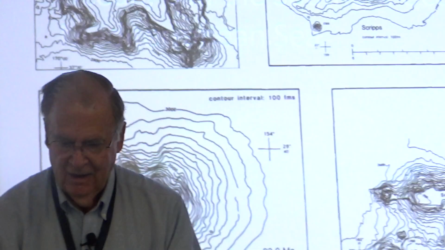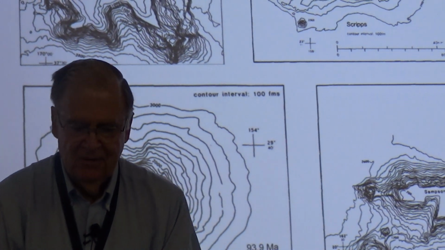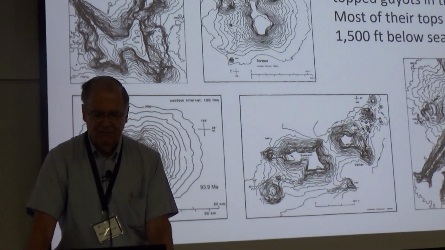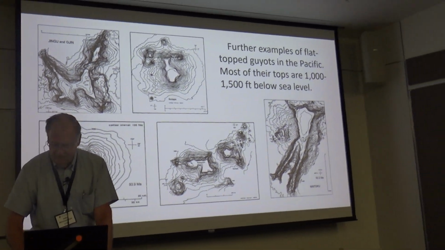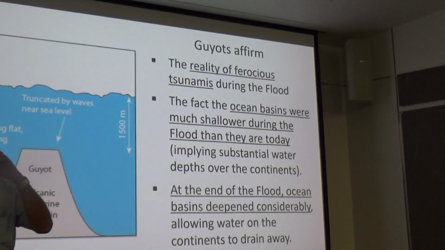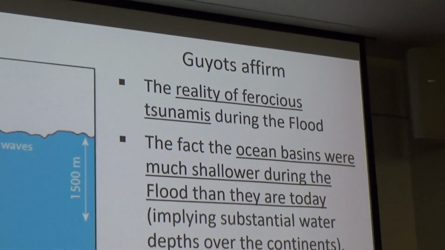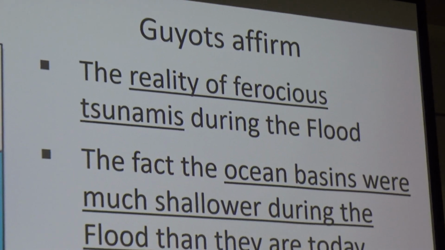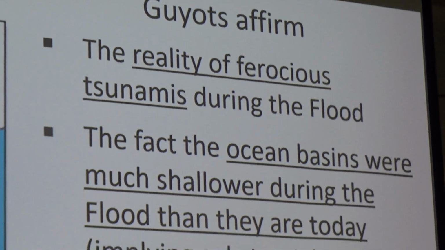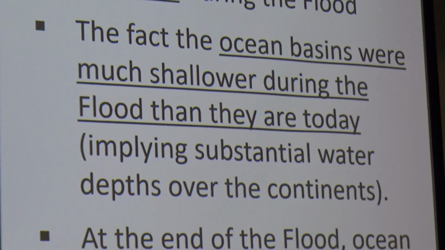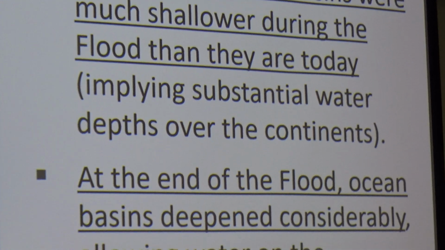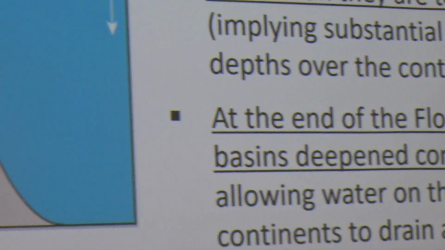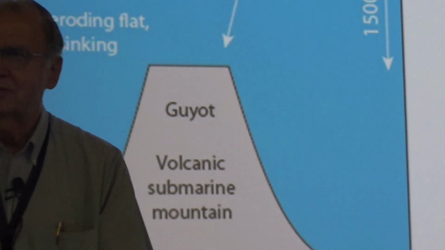All right, here are some more examples of guyots from the Pacific. Most of these have tops about 1,000 to 1,500 feet below sea level. So the guyots affirm the reality of ferocious tsunamis during the flood. It also affirms that the ocean floor was shallower relative to the continent surface during the flood than these ocean basins are today. And so that implies substantial water depths over the continents.